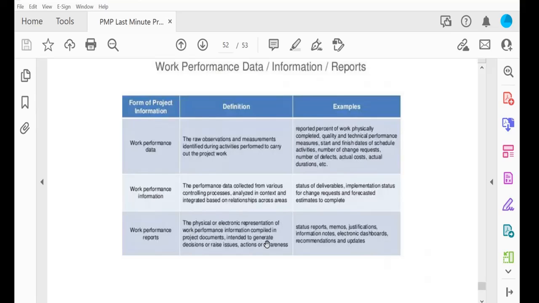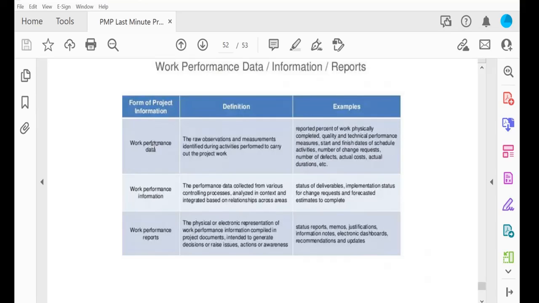And there are some examples. Work performance reports are status reports, memos, justifications, information notes, electronic databases, recommendations. Information is the status of deliverables, status of change requests, forecasts, something like that. And this one is number of change requests, actual cost, actual duration, something like that. This is the raw data.